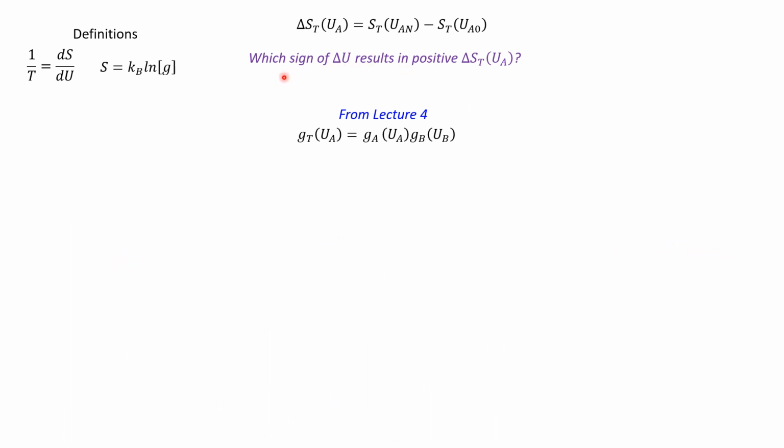So now it's just a matter of a bit of mathematics. The first thing we need to do is to express the total entropy in terms of the entropies of system A and B. So we begin by expressing the total multiplicity as the product of the multiplicities of A and B. We learned in the previous lectures why this equality is true.